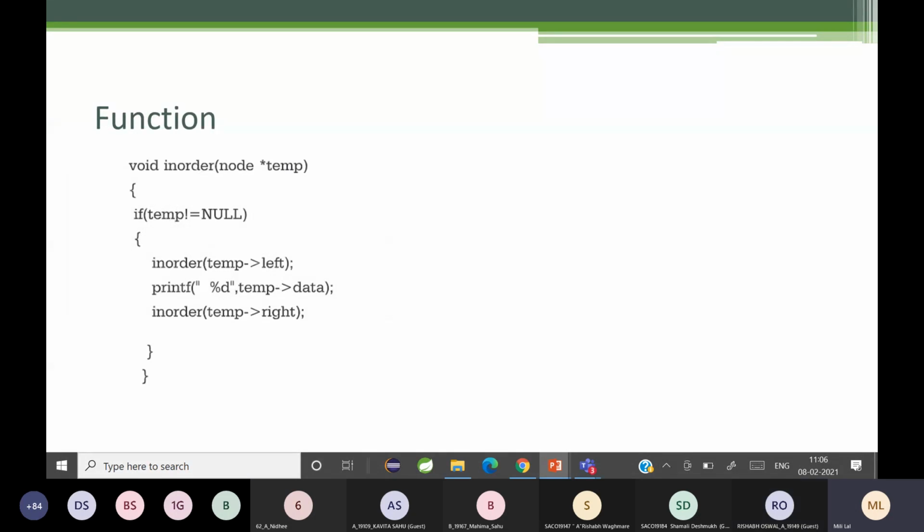Okay. So this is the function, that is if it is not null, you first traverse the left, then the root, that is you print the data, and then you traverse the right. So this is how you will be writing the function. Just go through the function, see if you understand. If temp, that means if the node is not null, you first traverse the left of that, you print the data, and then you traverse the right. Clear? And this is going to be a recursive call.